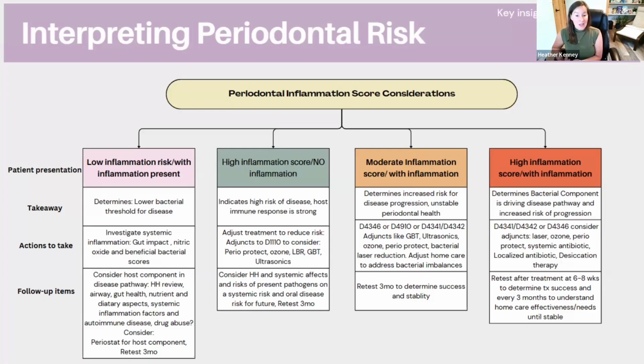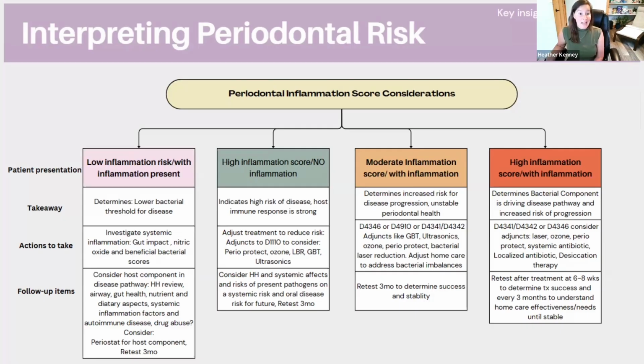So I do challenge you, those patients, your D1110 patients, your prophy patients, would probably be benefited by added adjuncts like laser bacterial reduction, guided biofilm therapy, perioprotect trays, ozone treatment, and in all honesty, you could do desiccation therapy on that patient as well. So consider reducing that pathology level even in your non-inflammatory patients. This is the category that we're talking about today. So the low inflammation risk with inflammation present. So it indicates that there's a lower threshold for that patient for disease.